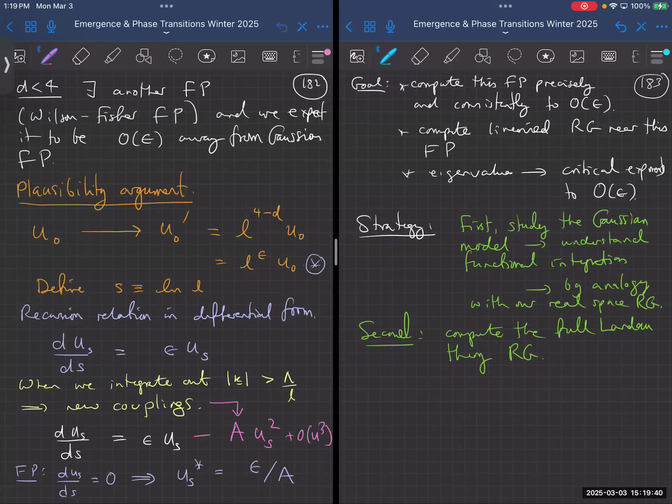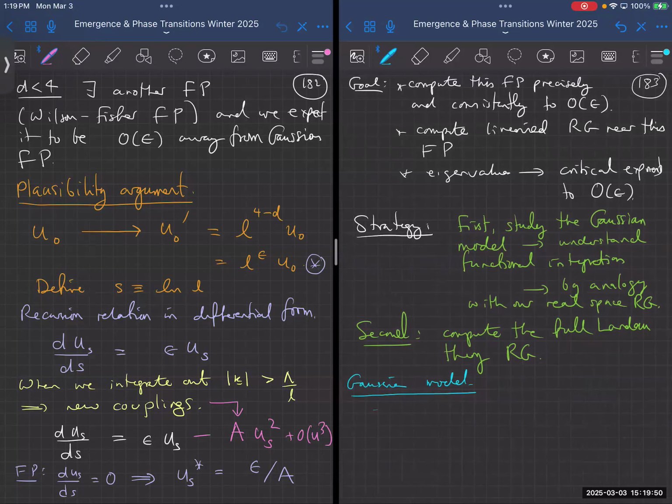Yep, okay. So let's start off then with the Gaussian model. I'm going to write the effective Hamiltonian as the integral dr of 1/2 grad s squared plus 1/2 r naught s squared. Okay, so that's my theory. So now I'm going to write down Fourier transforms.